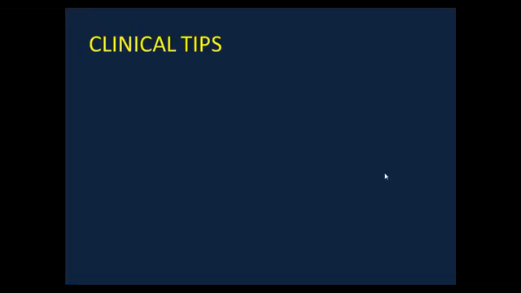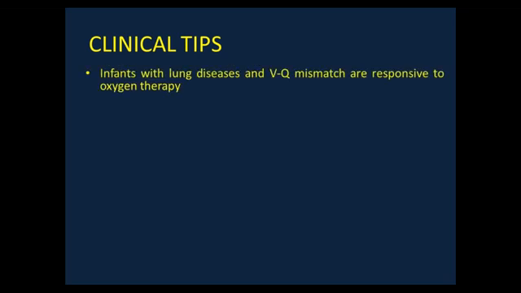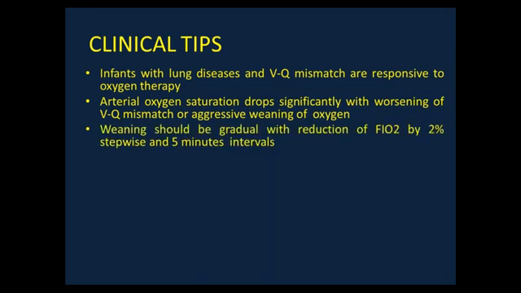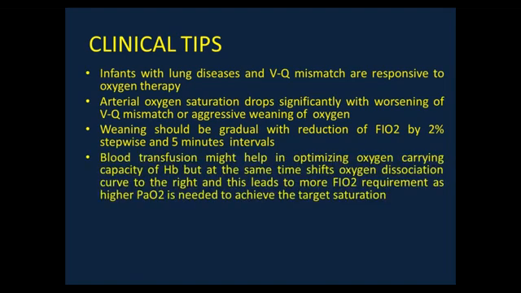Clinical tips for the previous few slides. Infants with lung diseases and ventilation perfusion mismatch are responsive to oxygen therapy. Arterial oxygen saturation drops significantly with the worsening of ventilation perfusion mismatch or aggressive weaning of oxygen. So it should be very gradual over time, maximum 2 to 5% stepwise. Weaning should be gradual with reduction of FiO2 by 2% stepwise and 5 minute intervals.